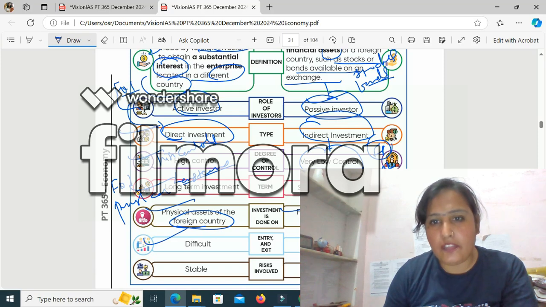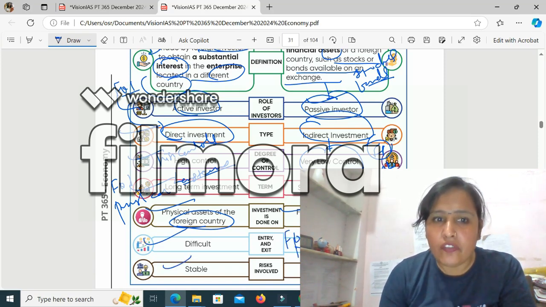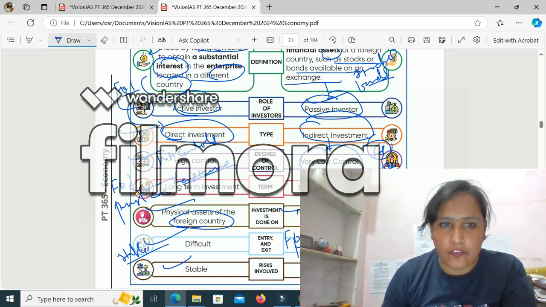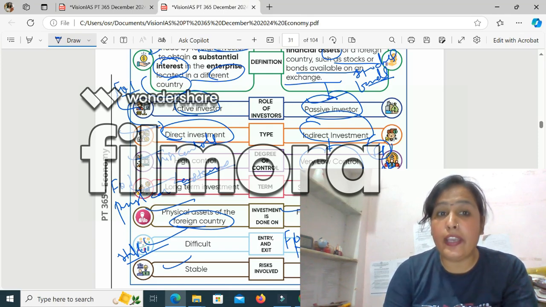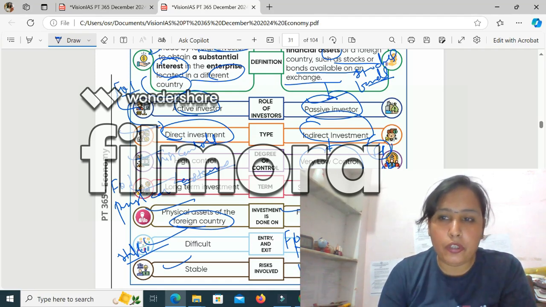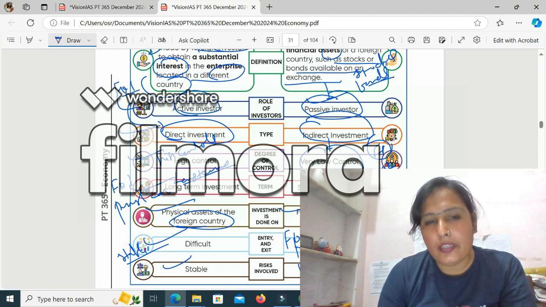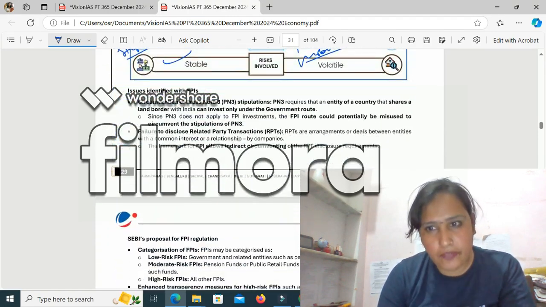FPI is easy and FDI is difficult. FDI is stable for the country. That's why it increases the growth rate of the country if we have a valuable amount of FDI. Enough FDI will increase our stability and our growth, it will be very beneficial for investment, and it helps control inflation also. But FPI is volatile. We don't know when the currency is going to be removed from the market, and what the situation will be. We don't have any idea about the FPI.